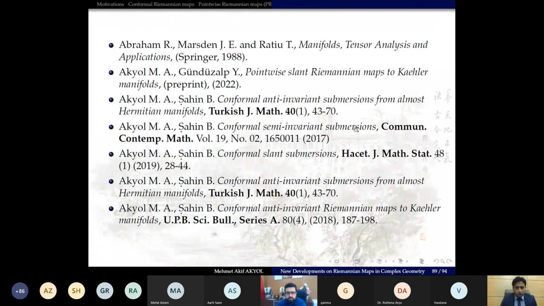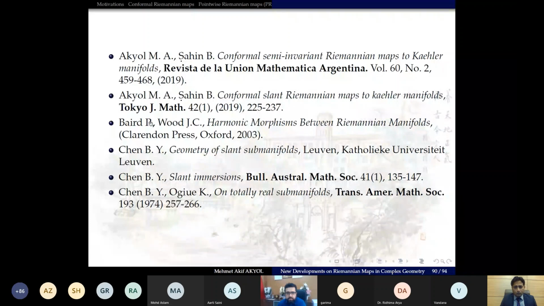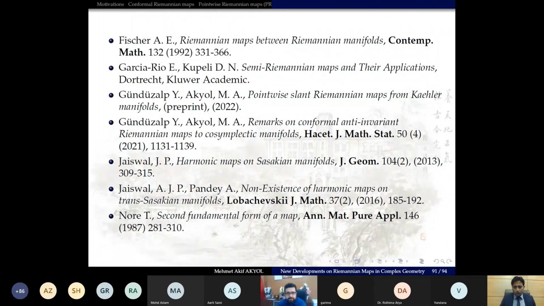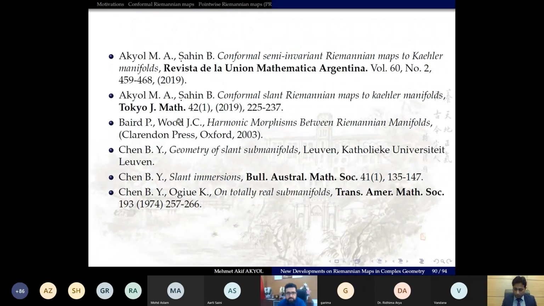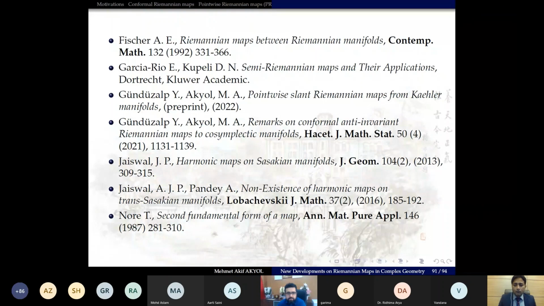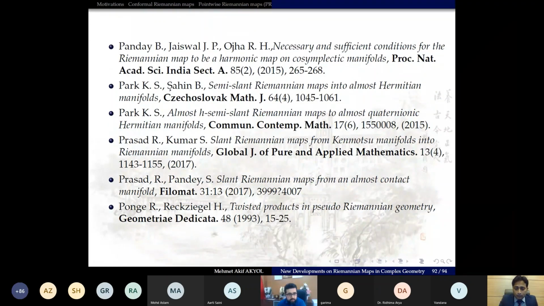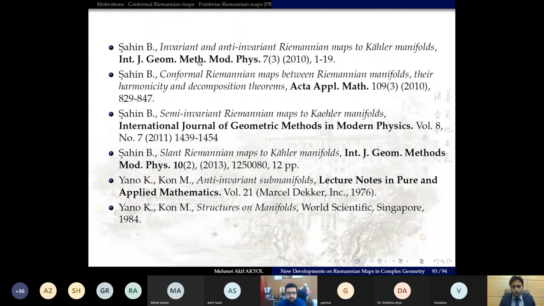These are our references. And of course, the Baird and Wood book is also important. Garcia and Kupeli, and Falcitelli, Ianus, Pastore books are also important. And Bayram Sahin, you see his papers and his books too, and Yano and Kon, Structures on Manifolds.